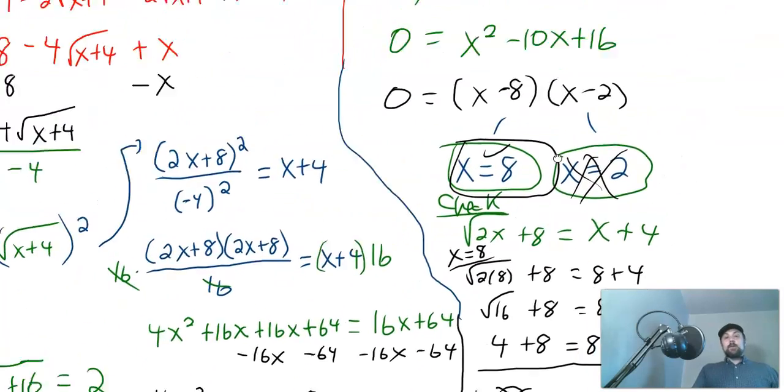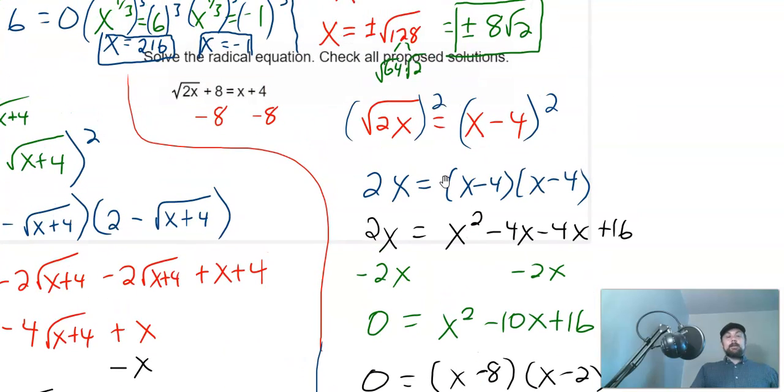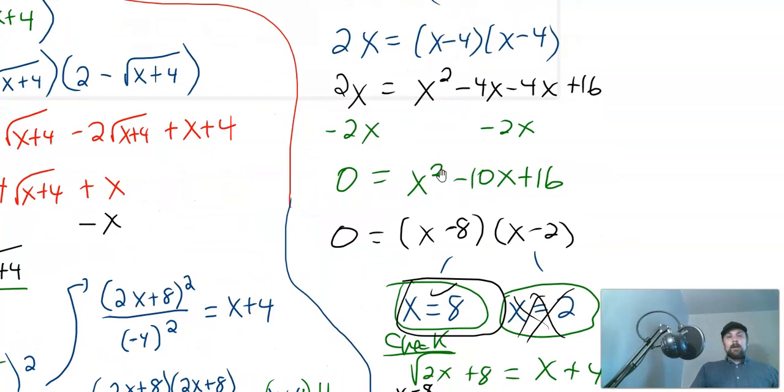For the last equation over here on the right-hand side, it's a little bit easier. It's just one square root to deal with. So the first thing is to get that square root by itself. You subtract the 8 over to the other side. Then to cancel out that square root, you square both sides. You're going to have to FOIL this. Then it ends up being quadratic. So you have to get it equal to 0.